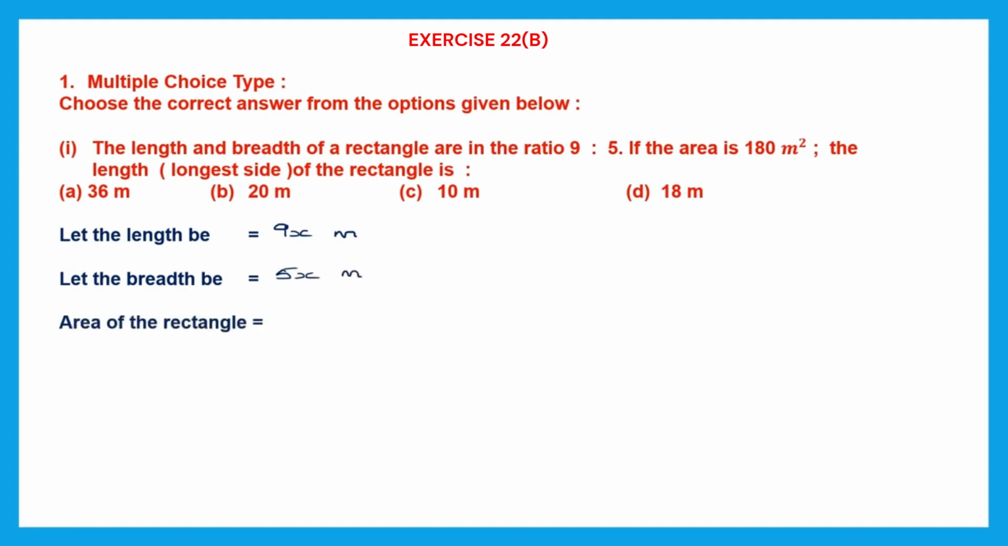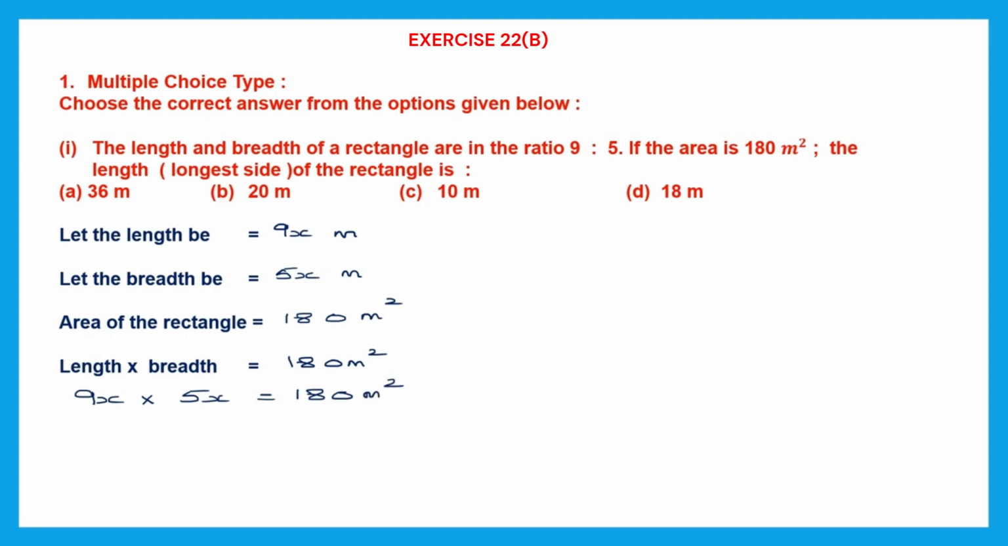Now, area is given to us, that is 180 meters square. Now we know the formula for area, and that is length into breadth. That means if we multiply length into breadth, our answer is going to be 180 meters square. So now let's substitute. Length we said 9x and breadth we said 5x. So when you multiply these two, you are going to get 180 meters square. From this we can find the value of x.